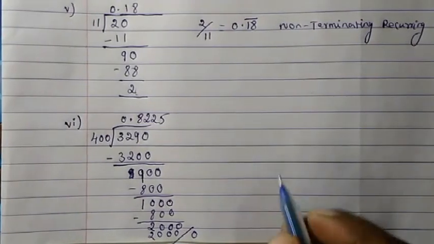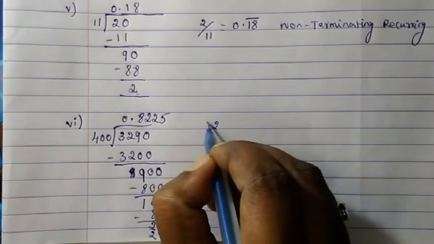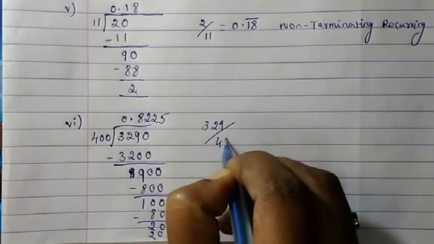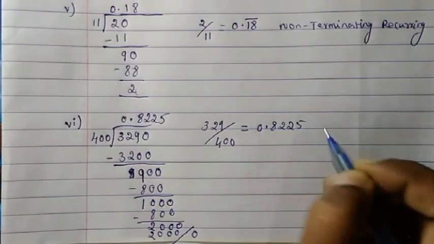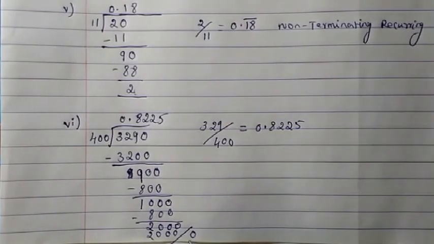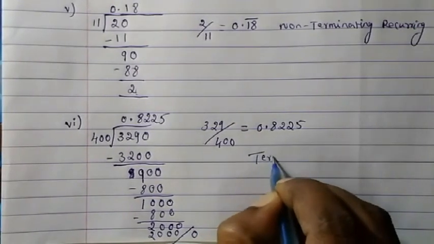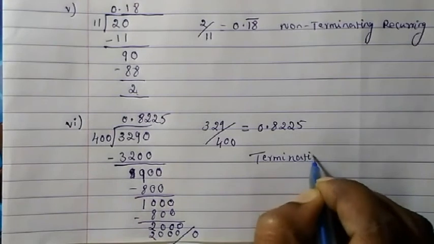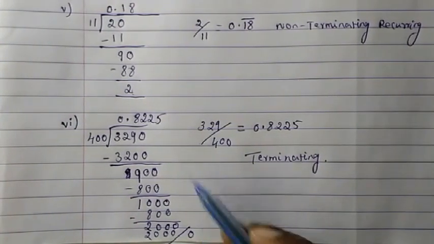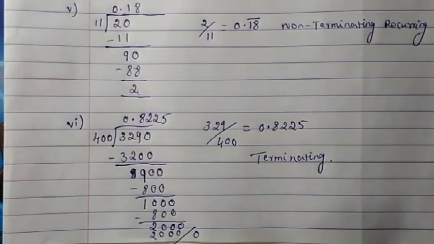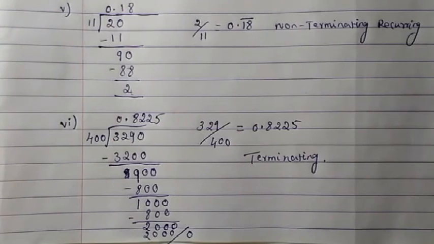So what type of decimal expansion is this? 329 upon 400, we are getting 0.8225. The remainder is 0. Then what type of decimal expansion? Yes, it is terminating, because it has an end, a full stop already. It's not going to repeat again, therefore it is terminating. I hope students you understood. God bless you.